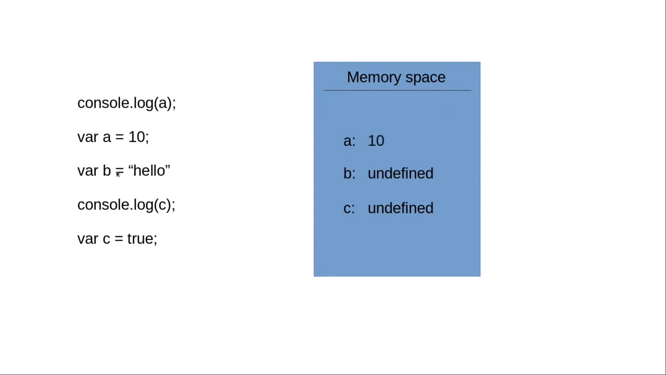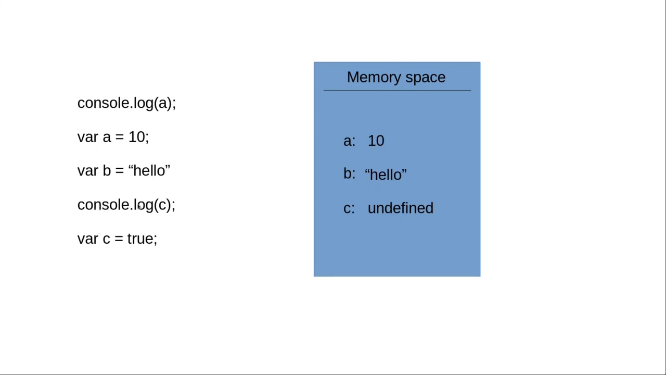Now it will come to the third line. It will see it's a declaration, it will try to ignore, but it's an execution also. b equals hello, we are assigning, we are executing something. So what will happen, undefined will go away, and it will be replaced by the actual string hello, which we are assigning.